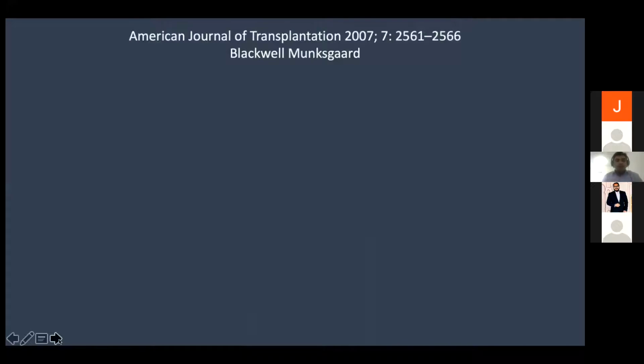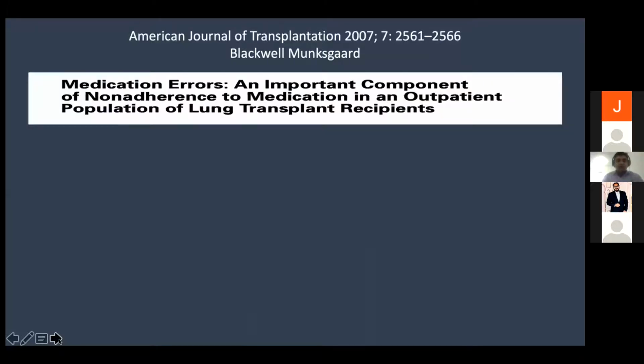Now, there was a study published in the American Journal of Transplantation in 2007. It showed the spectrum of medication errors in lung transplant patients. I have included this slide because renal transplant medication is not very much different from that of lung transplant patients.